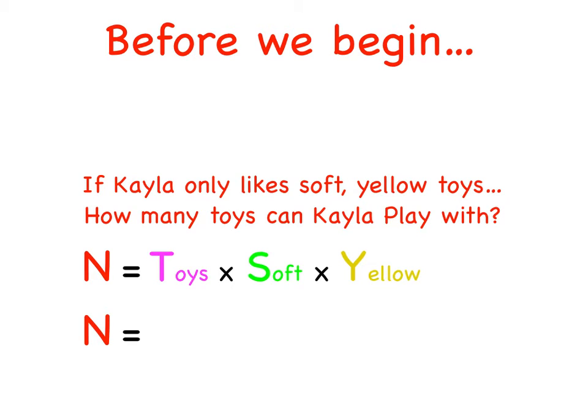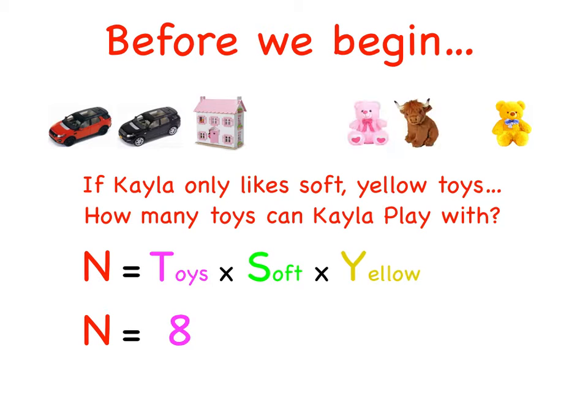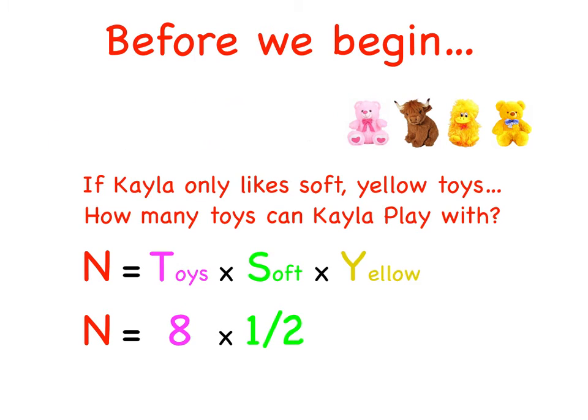So again we write the number of toys n is equal to, well, let's say 8. We've got 2 cars, a doll's house, a water gun, and 4 soft teddy bears. 8 toys altogether. Well, if half of them are soft, that means we're left with 4. If half of those 4 soft teddies are yellow, well, that leaves us with 2. 2 toys for Kayla to play with.